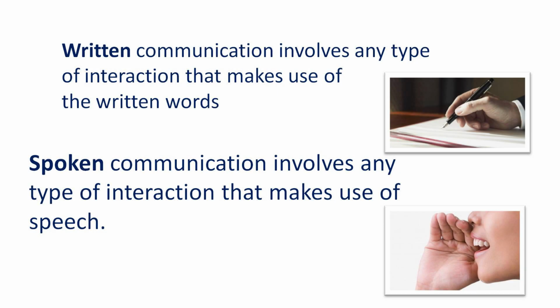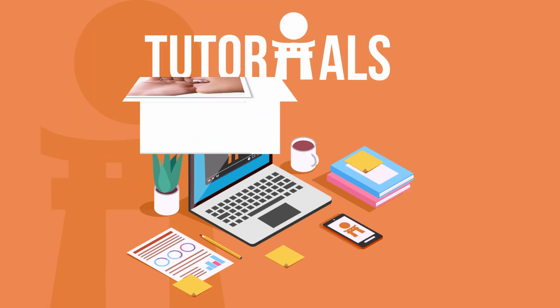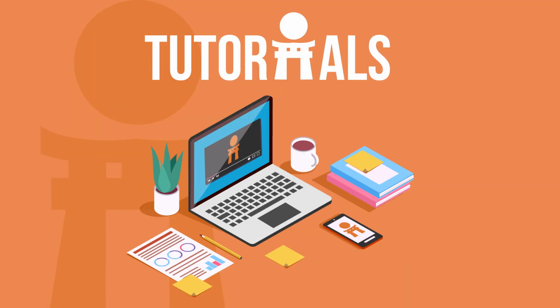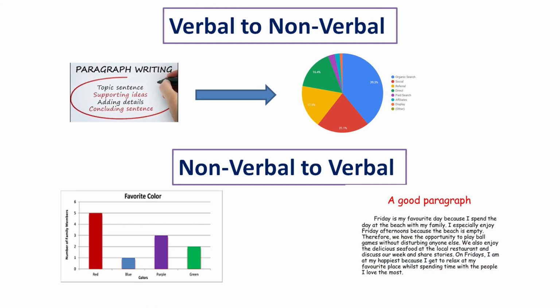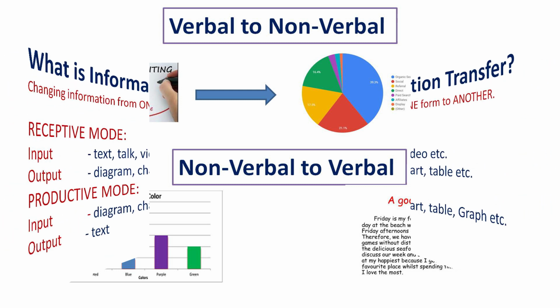Written communication involves any type of interaction that makes use of the written words, and spoken communication involves any type of interaction that makes use of speech. So friends, today I'm going to present a tutorial on information transfer, verbal to non-verbal and vice versa, which is the part of written communication.